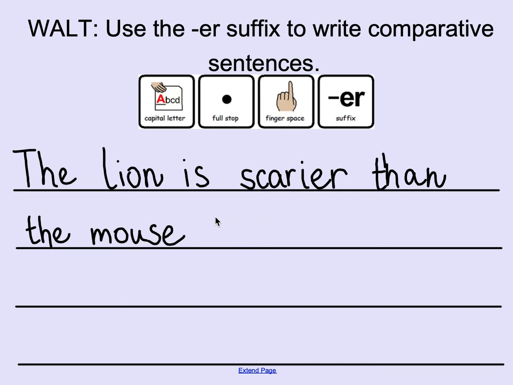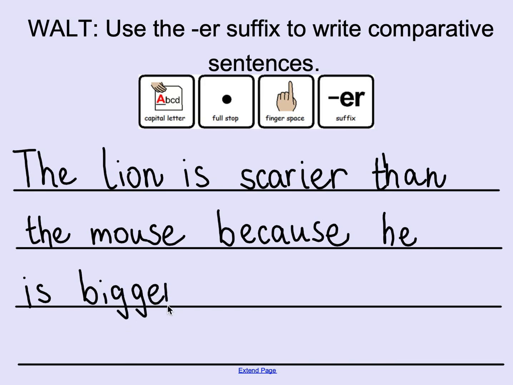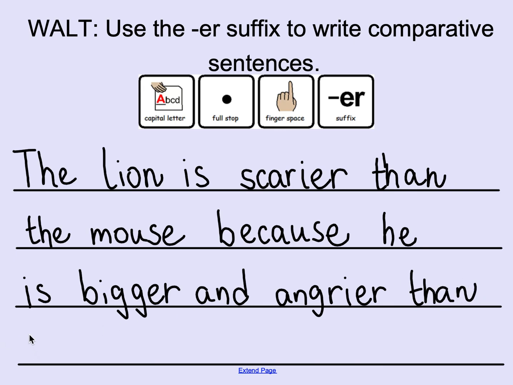And I want to challenge myself, so I will write the word because. Because. And I remember how to spell the word because I remember my helping phrase: Big elephants can always use small elephants. The lion is scarier than the mouse because he is bigger. And I will challenge myself even further, and I will say, and angrier. And angry ends with a Y, so I have to change it into an I. Angrier than the mouse.